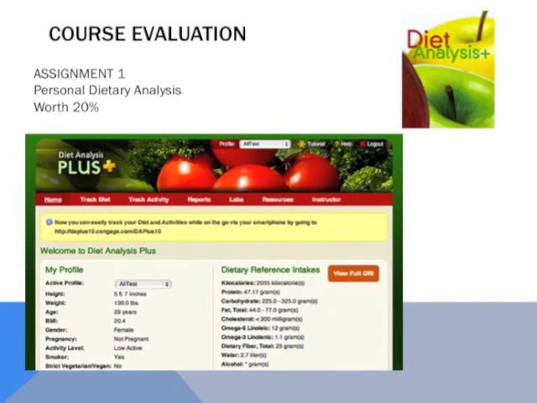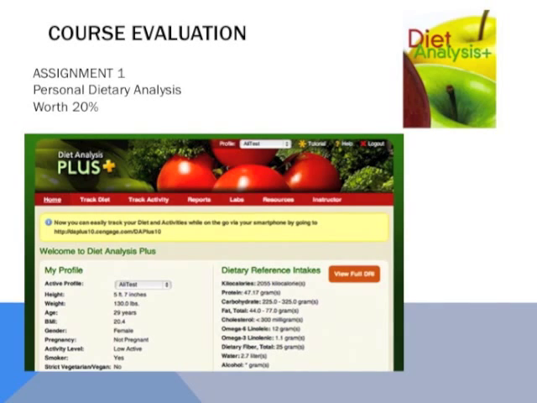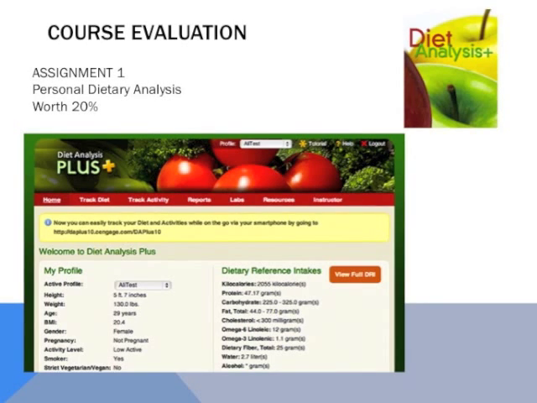Once you have submitted Part A and received feedback from me, you will then proceed to complete a written report on the adequacy of your diet. Again, refer to the detailed instructions and rubric to better understand what is involved.